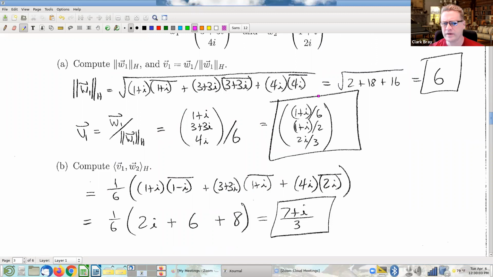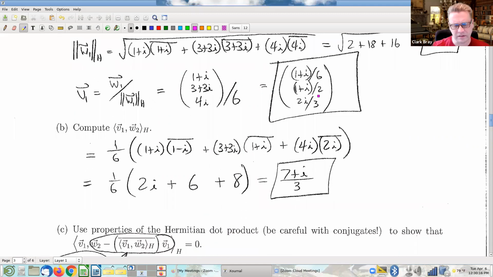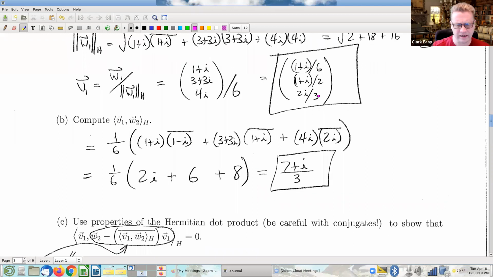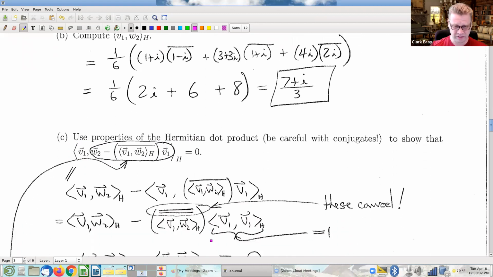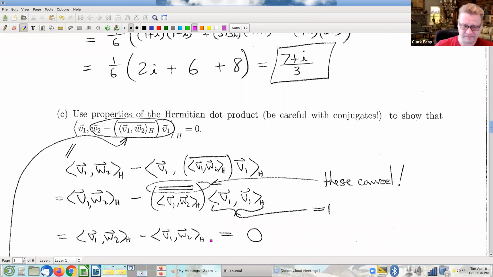So far it's been just arithmetic, following certain formulas. You're going to know what the Hermitian dot product is and follow the given formula for Hermitian norm. The next part looks a little bit weird. It asks us to show that this thing here is always 0. Now, this is just a brute force calculation. We're just going to explicitly do it.